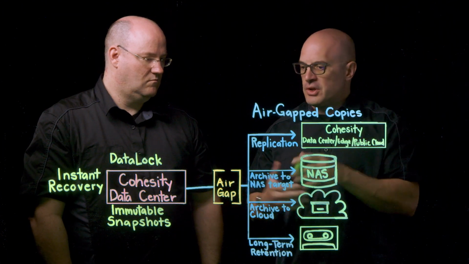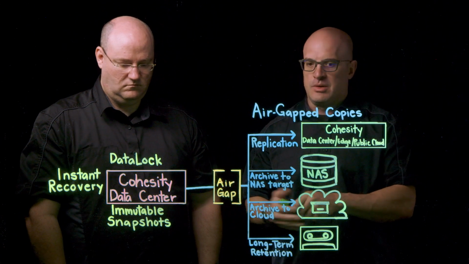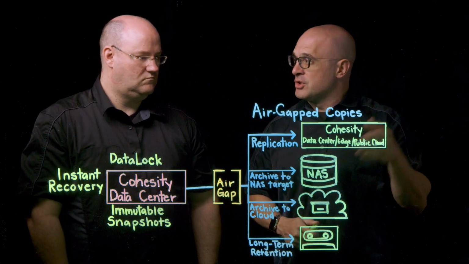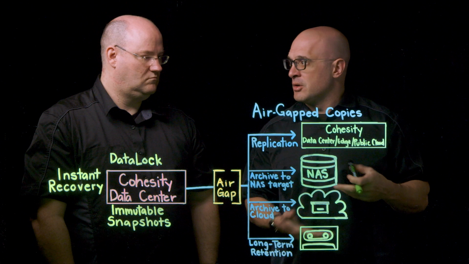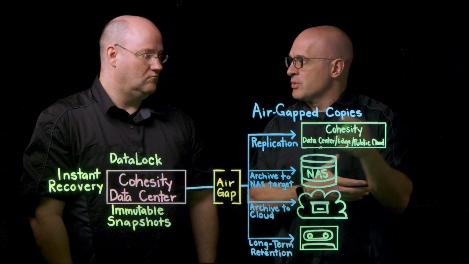So first and foremost, we can do replication, right? We can replicate instantly from the data center Cohesity product out to another one, which could be in another physical data center. It could be a virtual edition. It could be a cloud-based edition. We run as software, so it could be anywhere.